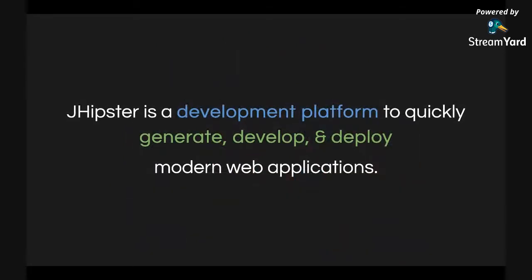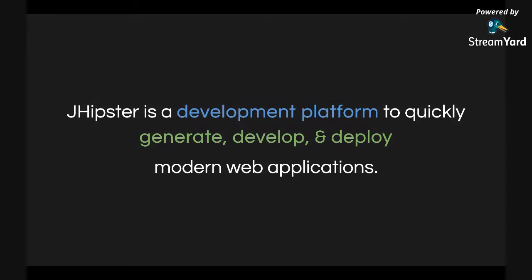So JHipster is a development platform which helps you to generate, develop, and deploy your modern applications. That is something at a very high level. You can see it's kind of an application generator, but it not only generates an application for you, it also helps you to develop and deploy those applications. And that is really a good thing.